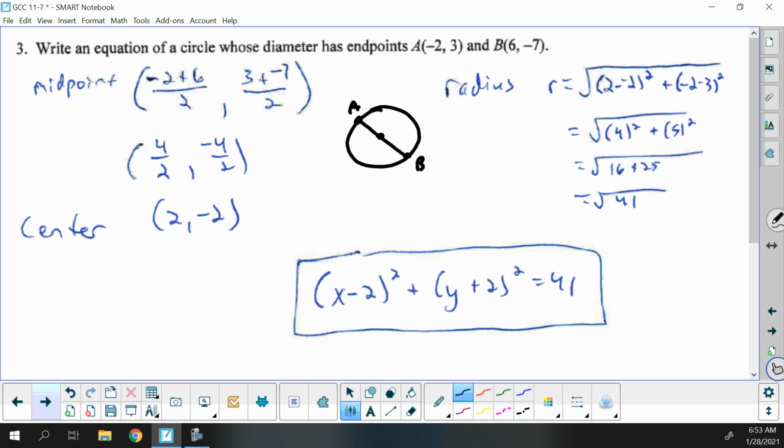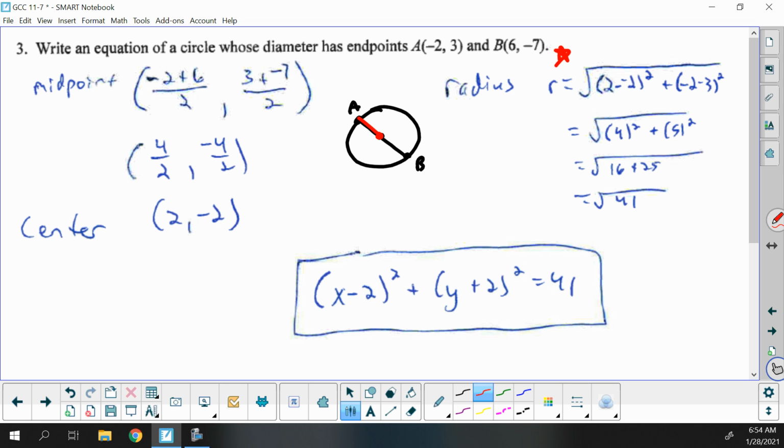Well, then the radius is just the distance from the center to some point on the circle. So I chose to use the center and A. So over here, to find the radius, I did the distance formula for the center and A. So again, something we've seen in this unit. When you do that, you get square root of 41.